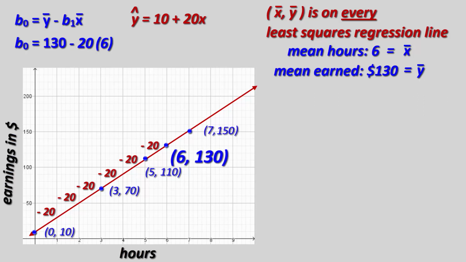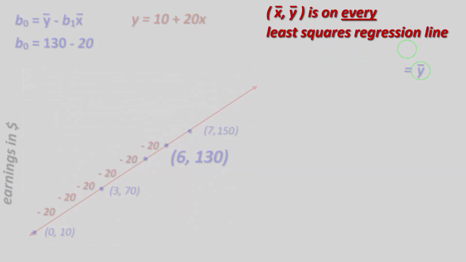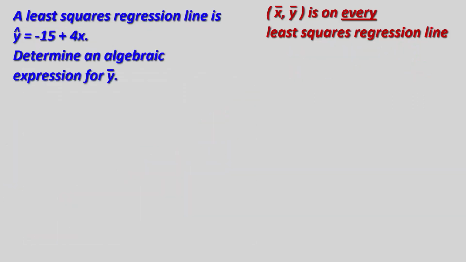X bar, y bar is on every LSR line, meaning that the mean of the x values in your data set pairs with the mean of all y values in the data set. Here's the type of question you may be asked on an exam to see if you recall this fact. A least squares regression line is y equals negative 15 plus 4x. Determine an algebraic expression for y bar.